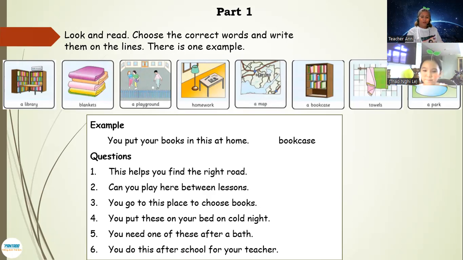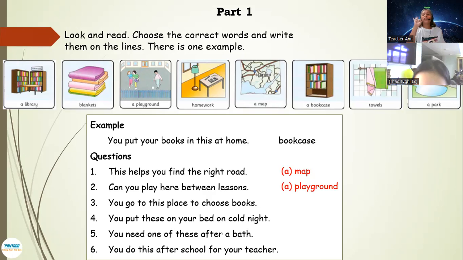Finished, teacher. Okay, answer. Okay, number one. The answer for number one is, this helps you to find the right road. It is a map. Very good. Number two, please read. A playground. Can you play here between lessons? It's the playground.